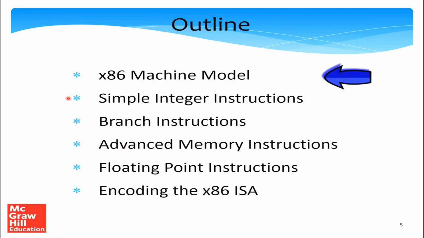Alright, so the way that the chapter will proceed is that first we'll discuss the machine model. Then we discuss simple integer and branch instructions. x86 has fantastic memory instructions, advanced memory instructions. So we'll discuss that. We'll discuss floating point instructions because floating point instructions are fairly complicated in the x86 ISA. And lastly, as we did for ARM and simple RISC, we'll discuss methods to encode the x86 ISA.